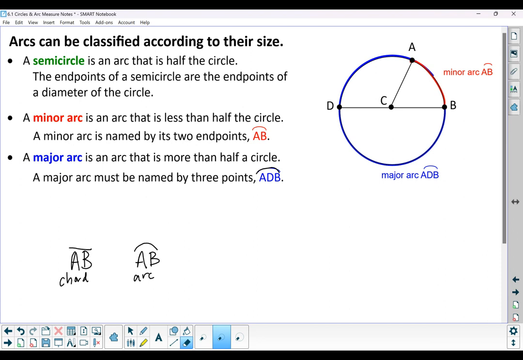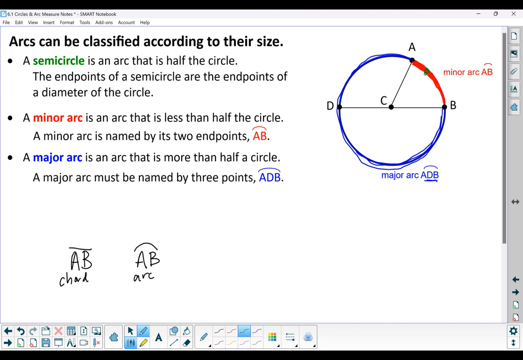A major arc is an arc that is more than half of the circle. When you name a major arc or when you see a major arc listed in a problem, it will always have 3 points listed. So this blue major arc on my circle goes from A to D to B, so almost all the way around the circle. It has those 3 letters to designate it. So anytime you're designating a major arc, you have to use 3 points. If you just say AB, you're talking about this guy. If there's only 2 letters in the arc's name, we assume you're talking about the minor arc.